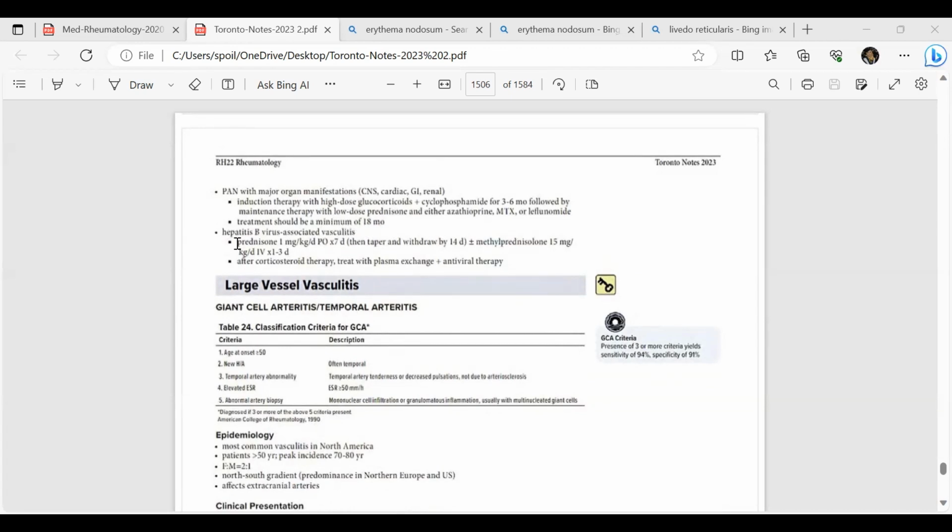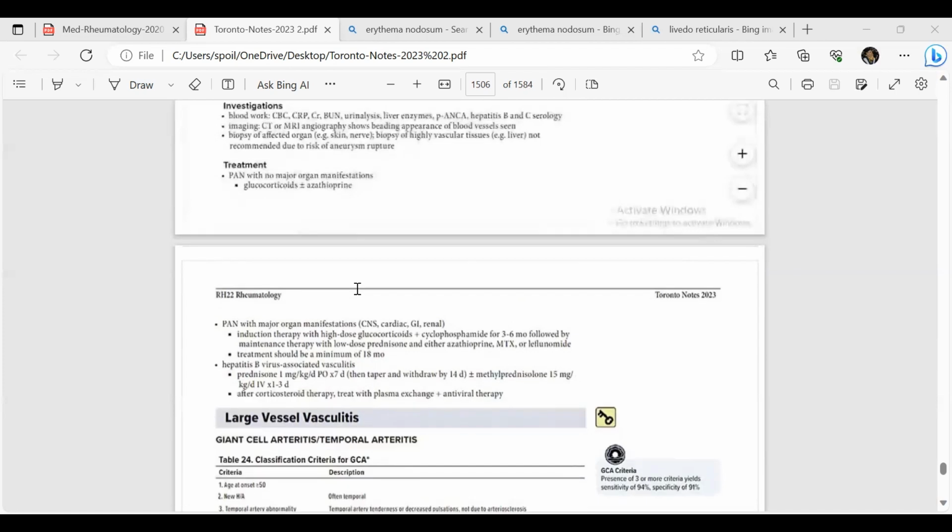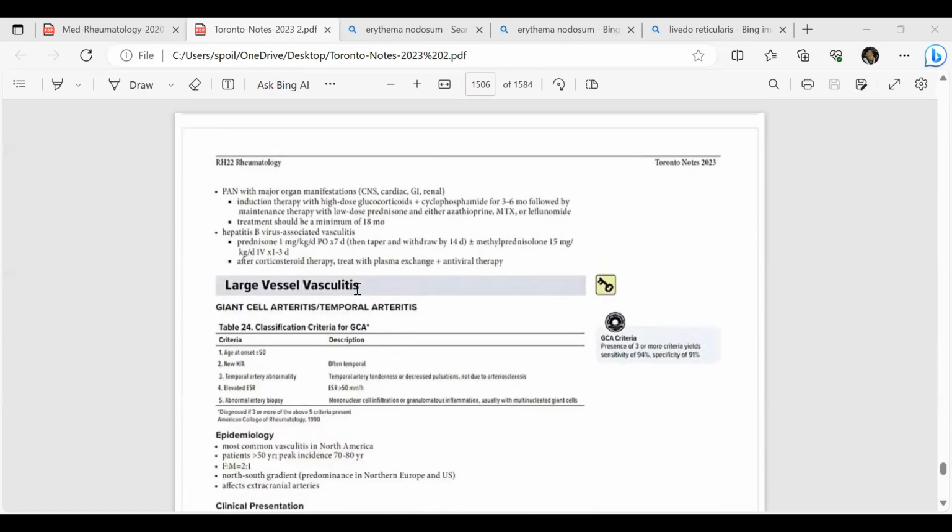Yes, we can remember it like this: polyarteritis nodosa has a beading appearance on imaging, and biopsy will not be done on the liver or highly vascular tissue because of the risk of rupture. A minimum of 18 months treatment we have to give here. There was a question in my mind and I just forgot.